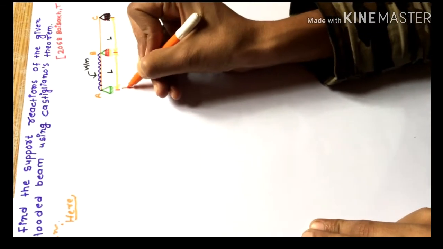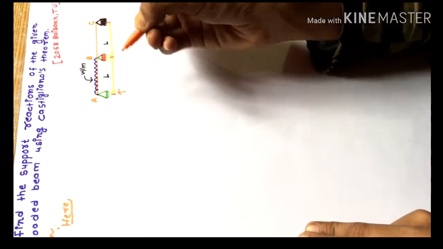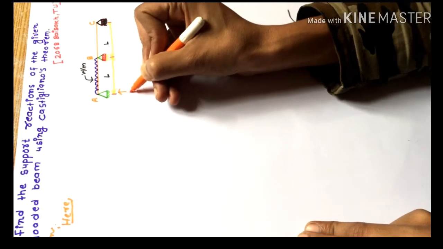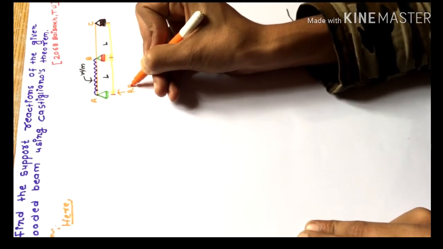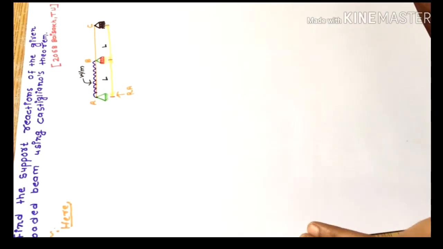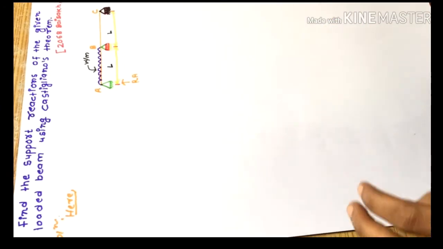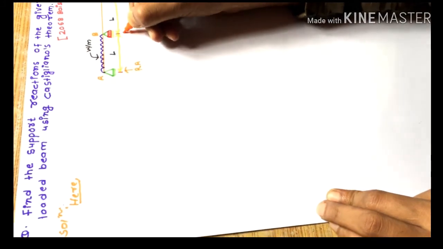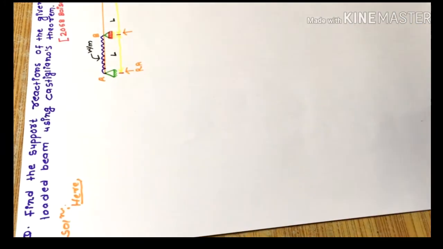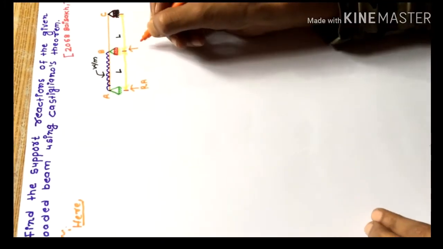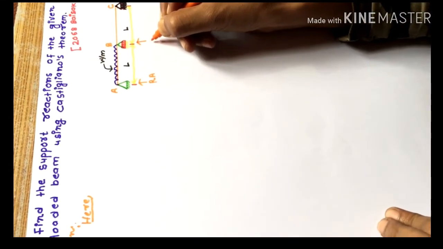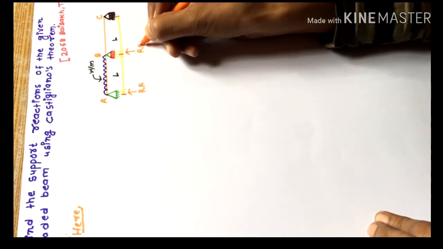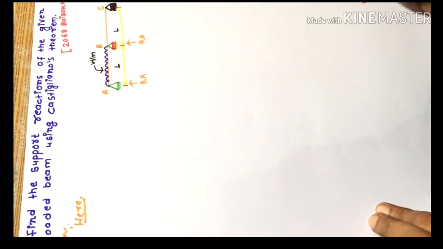This is a hinge support, and at a hinge support two reactions act, one vertical, RA, and one horizontal. In this beam we can see there is no horizontal force acting, so the horizontal force becomes 0. This is a roller support, and at a roller support only one vertical reaction acts. Let it be RB.